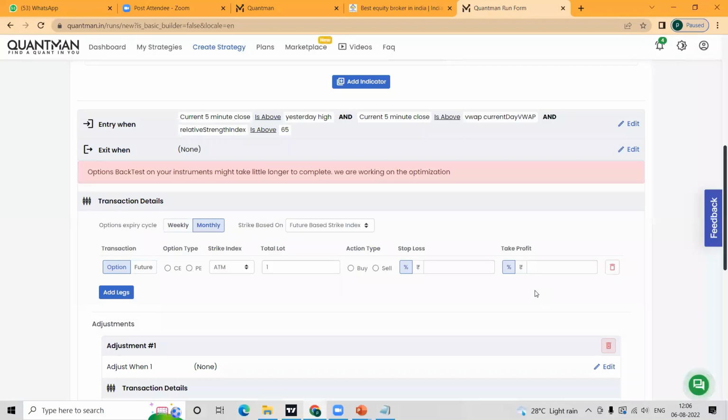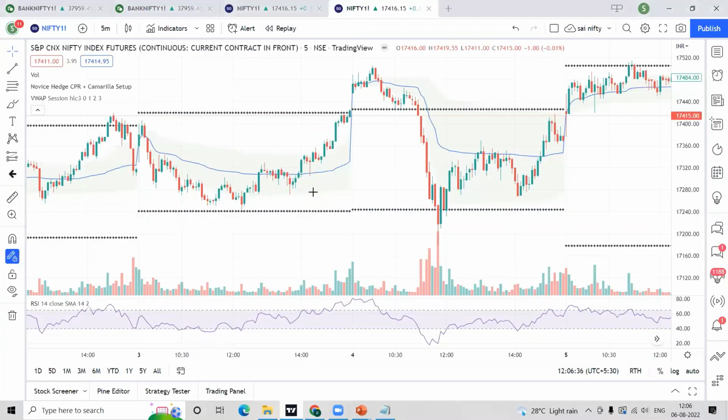So the 5 minutes candle close price should be above the previous day high, RSI to be above 65, and the 5 minutes candle close price is also above the VWAP. This is the entry logic.